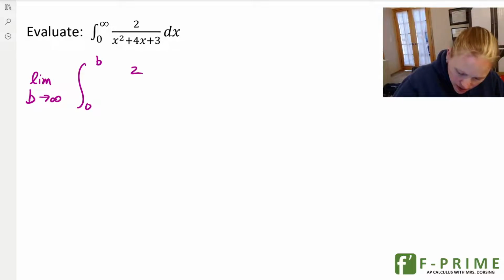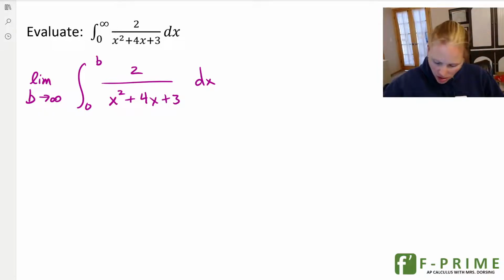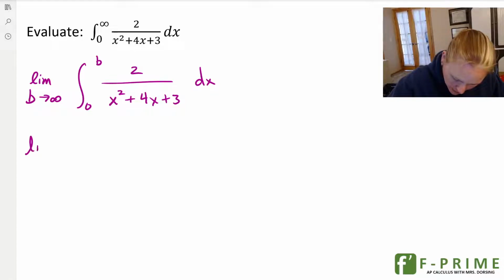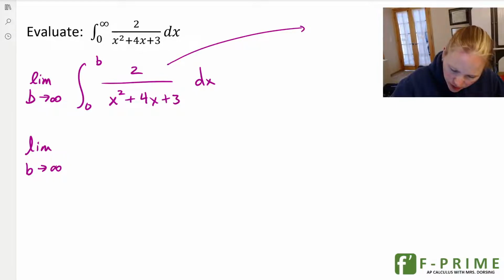You must express it as a limit to get credit on the AP exam on a free response. So I'm going to keep that limit notation. And now I'm actually going to go over here and do my partial fraction work over here.